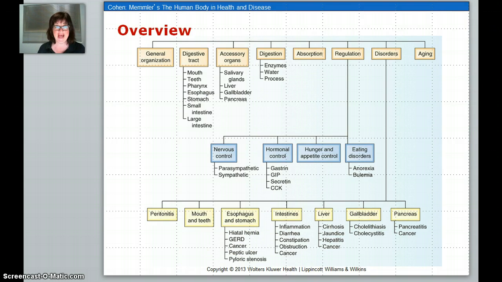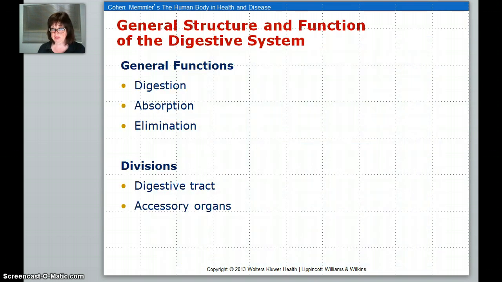When you look at the general function of the digestive system, it's not just to digest. You need to also absorb, and then it's very important you eliminate. So you must eat, break it down, get it into your blood, and poop out the waste.